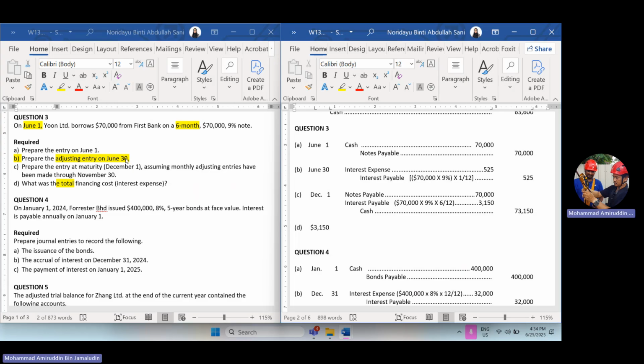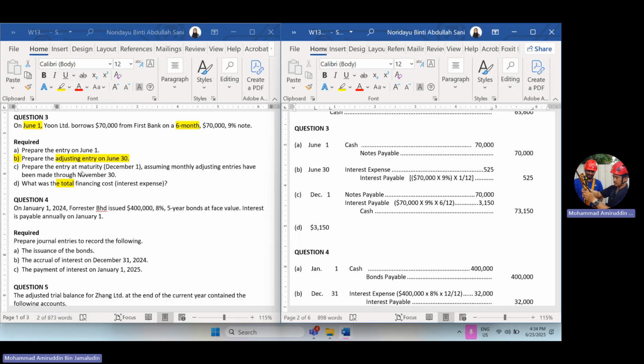Within a month, right? 1st June, you borrow money. And then now we prepare the adjusting entry on June 30th, 1 month. So how much is the interest? 70,000 multiply 9%, right? 9%, and then multiply 1/12, 1 month only. So I get 525. So debit interest expense, credit interest payable.